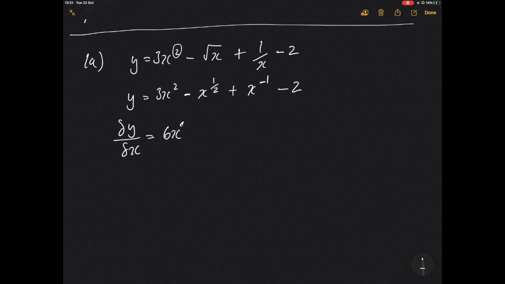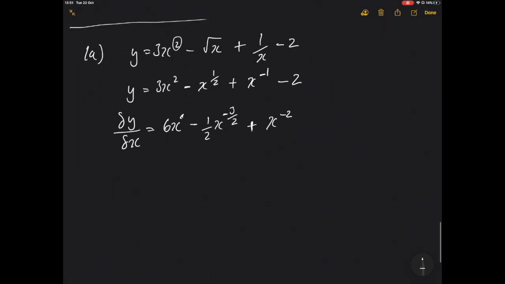We can say that would be minus x to the minus a half. So we multiply by a half, x to the minus, well, 1 minus a half, minus that is equal to negative 3 over 2. Plus x to the minus 1, which would be x to the minus 2.